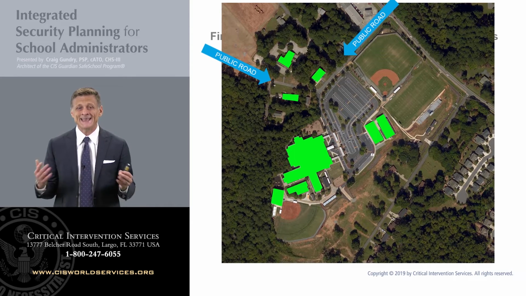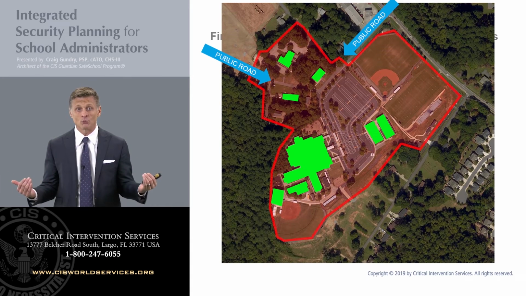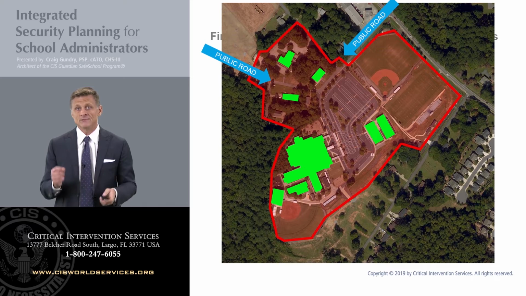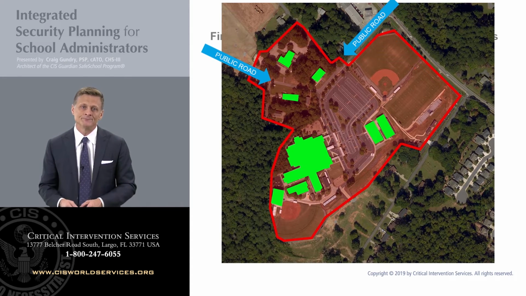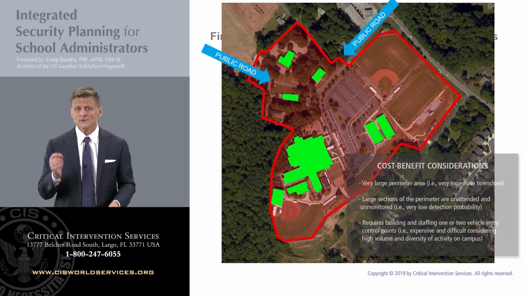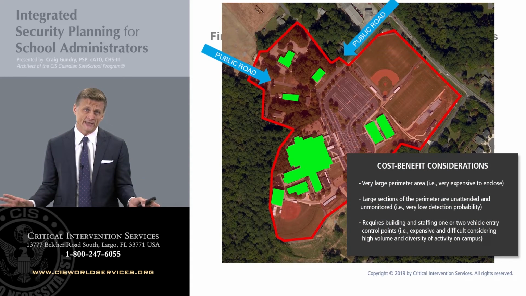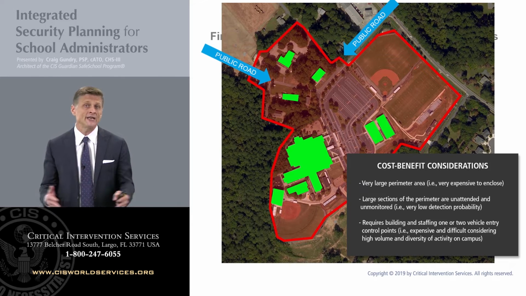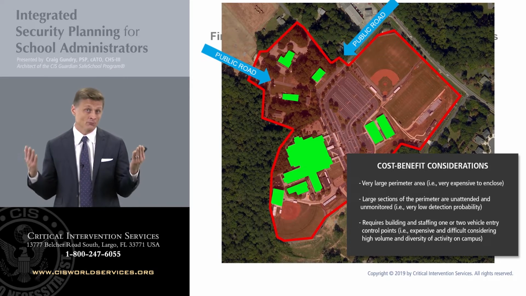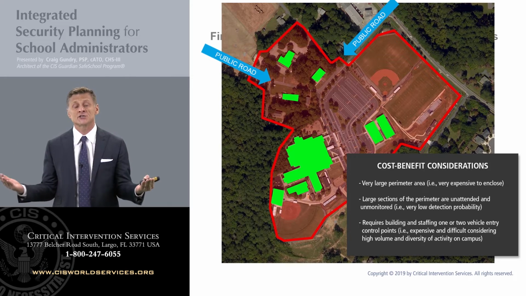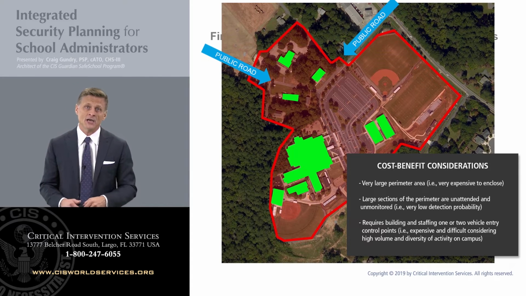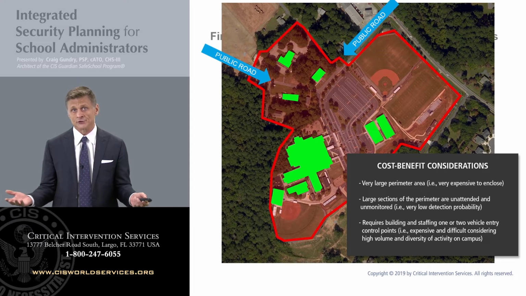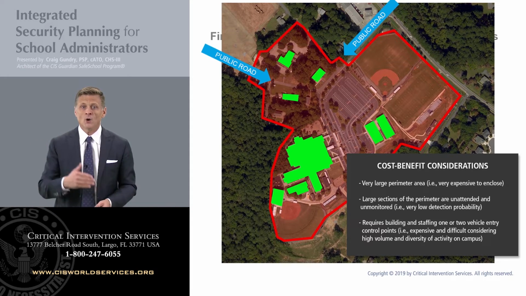Now, if we were to try to establish a fenced perimeter around the whole outside, that would encompass a number of different problems when we look at it from a cost-benefit perspective. The first, that's a huge amount of perimeter area that needs to be fenced. That obviously is going to entail a very high degree of cost. Second, we've got very large sections of the perimeter that are unattended, located away from where students and faculty are, and without installing CCTV cameras that are monitored live and/or intrusion detection sensors, it is unlikely that if anybody tried to climb that perimeter fence, we would have any kind of useful delay there. Also, it requires building and staffing.